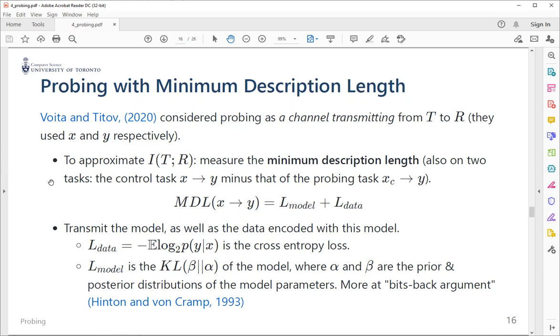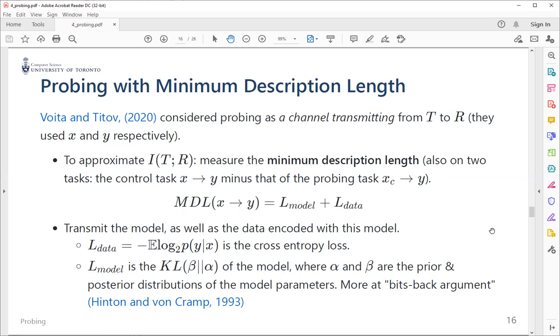So to approximate the mutual information between the target and the representation, they measure the minimum description length of the two tasks, one control task XC to Y minus that of the probing task X to Y. So the minimum description length is equal to the code length of the model and the code length of data.